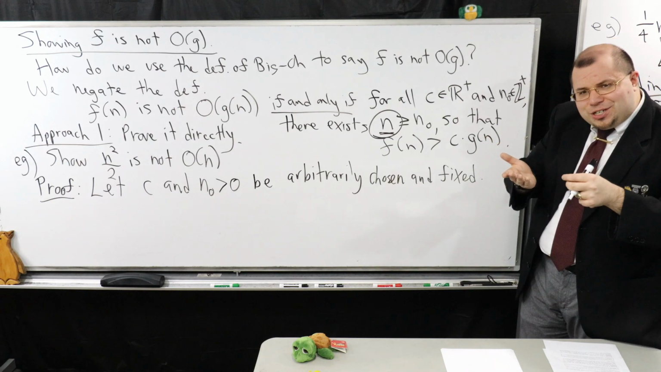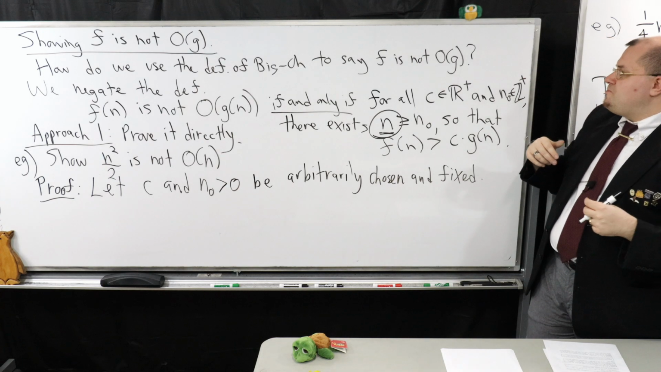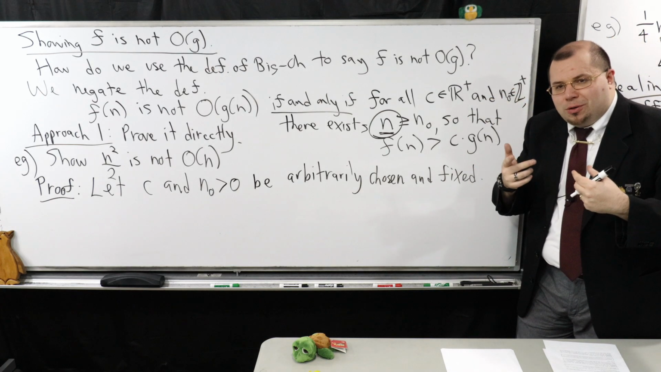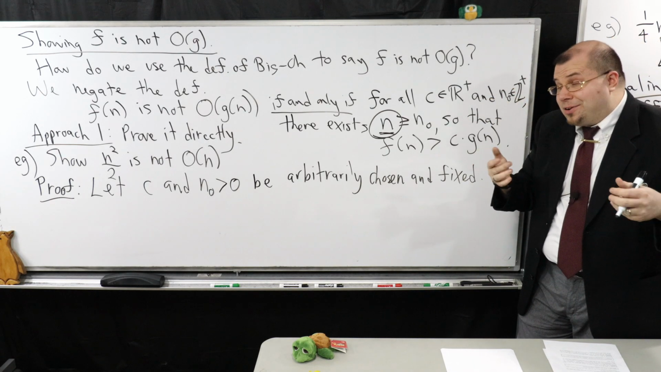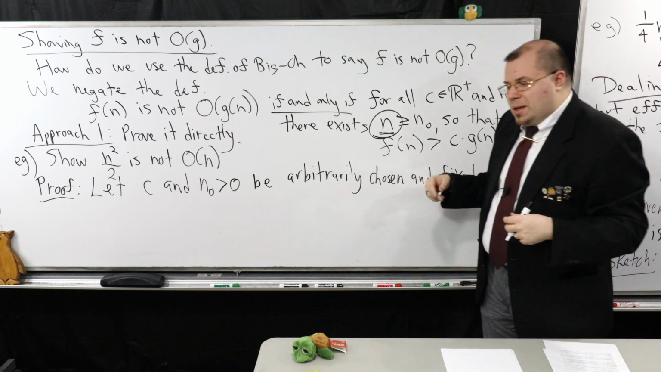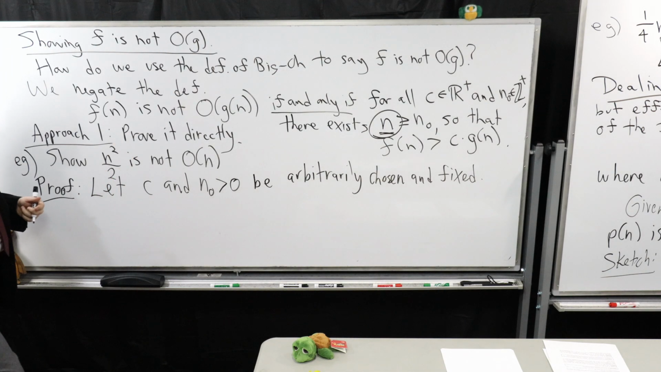I take that off gently. I put the fish back in. It tells me some C and N0. My job is to give you an argument regardless of which fish I pull out of the pond with a C and an N0 so that I could find this N. It's going to sound a little weird at first because we're so used to that big O definition.